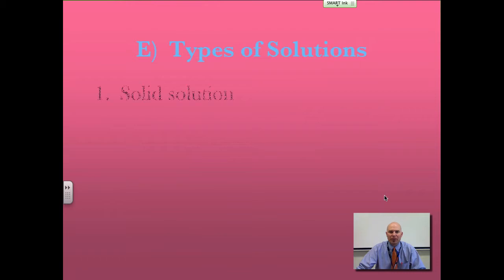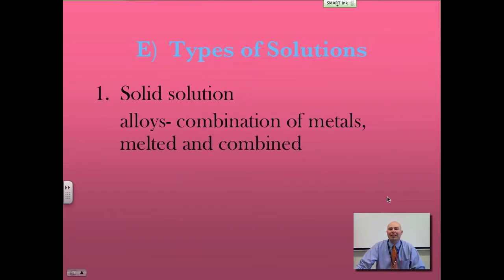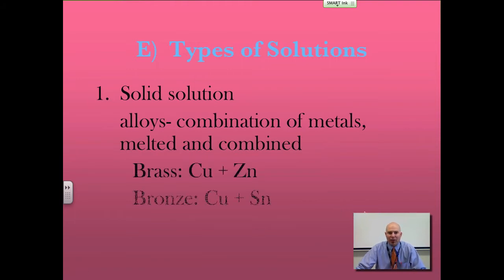So, quickly, types of solutions. We've got solid solutions. These are your alloys, combinations of metals melted and combined. Brass is an example of an alloy. Bronze is an example of an alloy. Brass is copper and zinc. Bronze is copper and tin. It's kind of the opposite of what you'd hope.